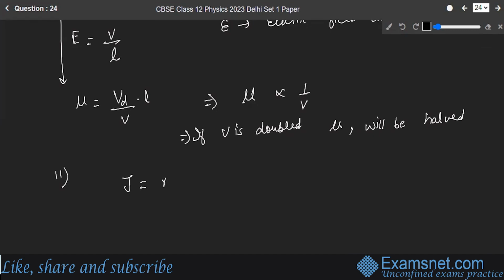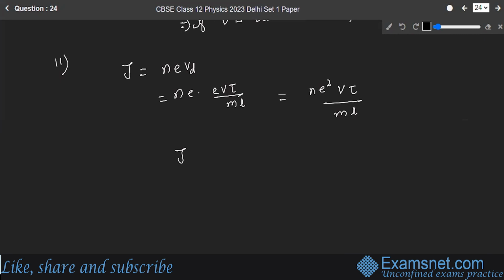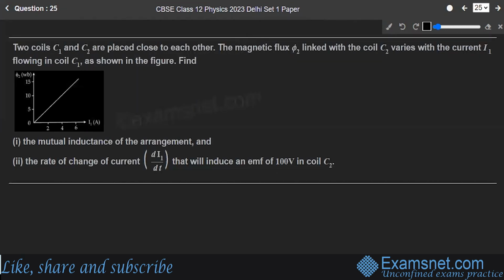Now the second part, it's talking about the current density. This is given by n e Vd, the drift velocity. So this is equal to n e square V tau upon m into L. That means current density is directly proportional to the potential difference. So if this becomes double, the current density also becomes double. That's it. Hope you're clear with this. Next is question number 25.